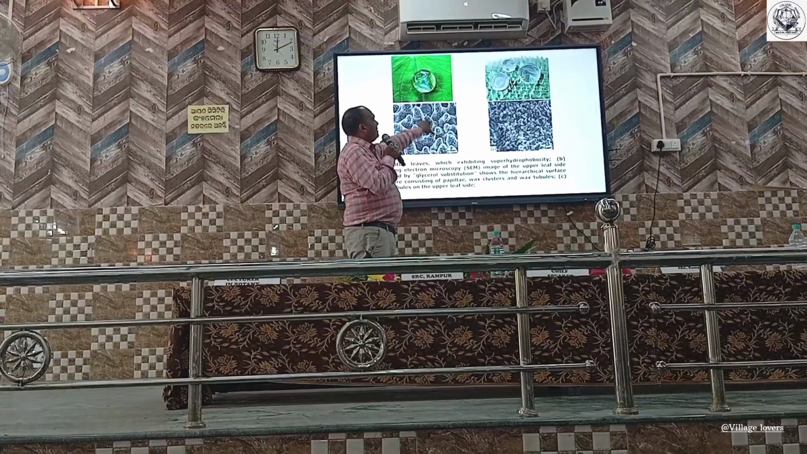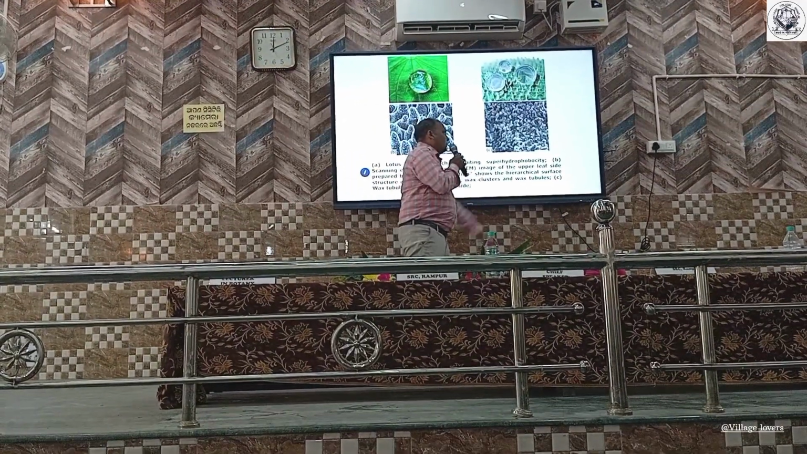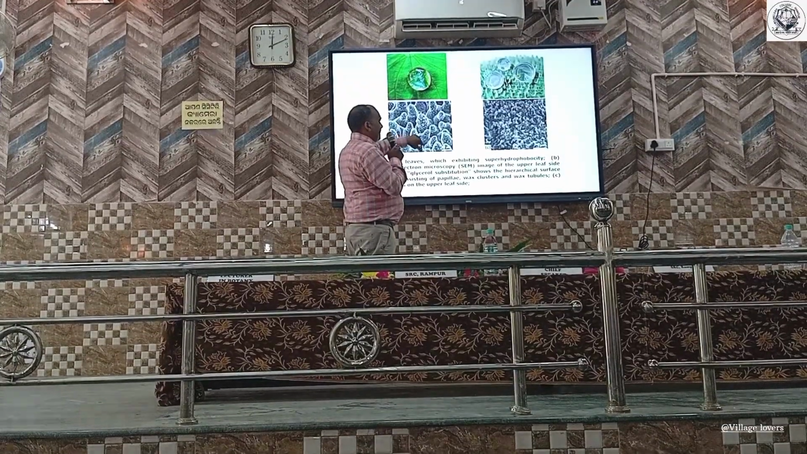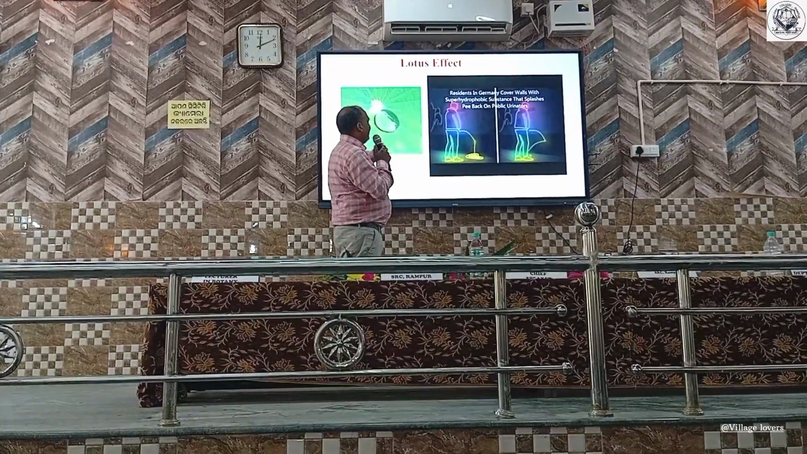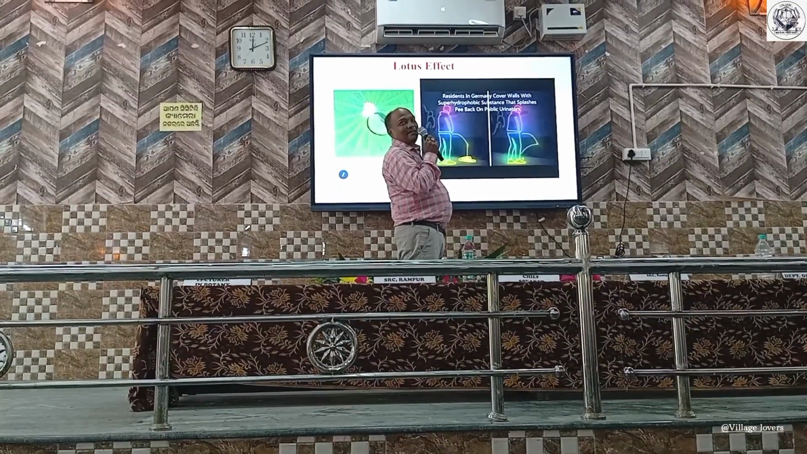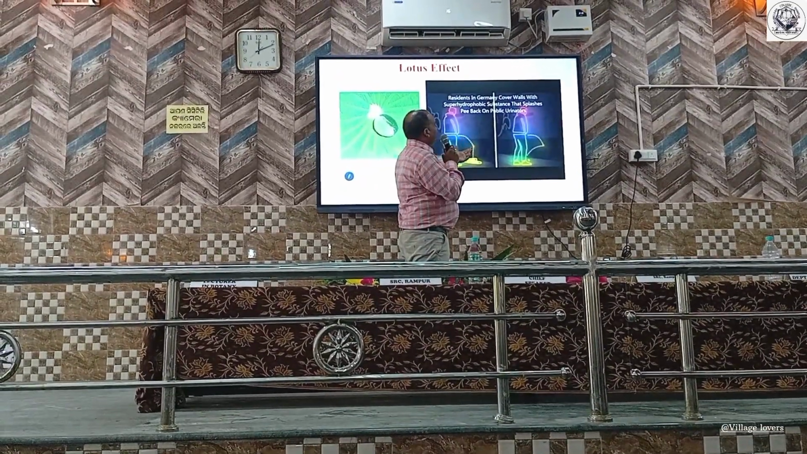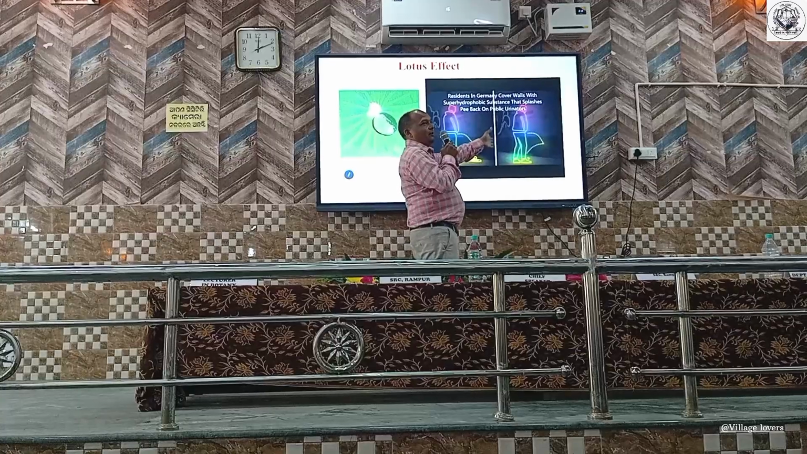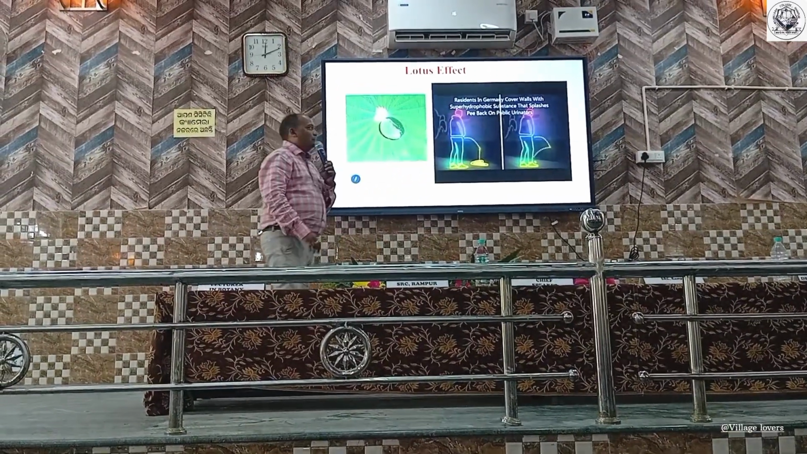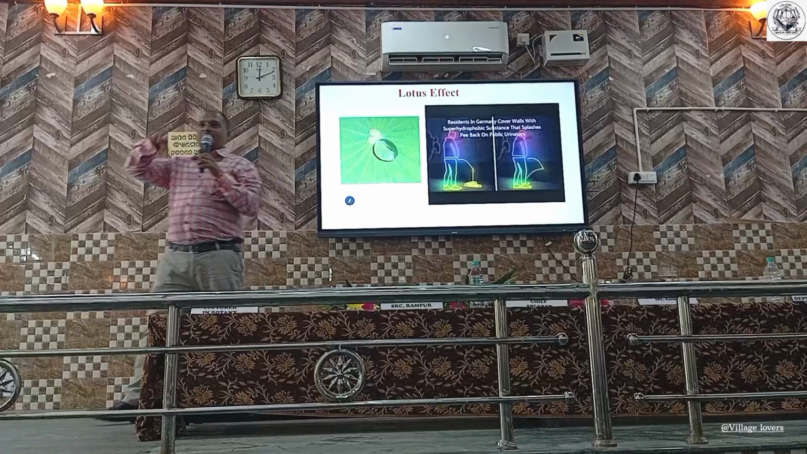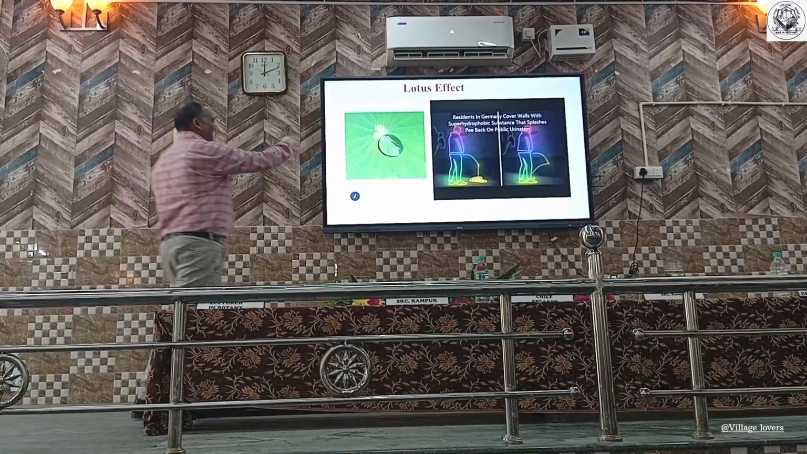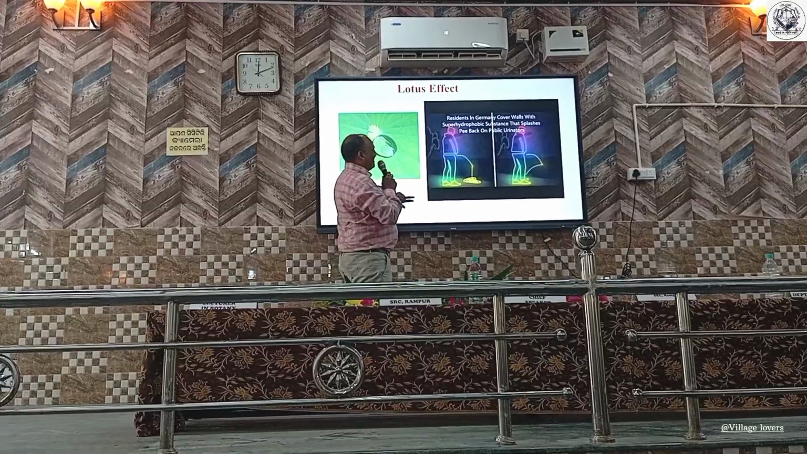So this super hydrophobic effect can be used for different purposes. Let's see here. If somebody is on the wall of your boundary, and you have painted it with this type of super hydrophobic material, then it will affect that person.